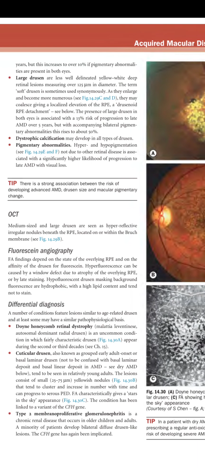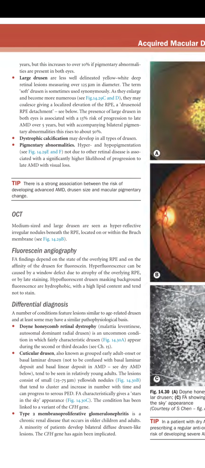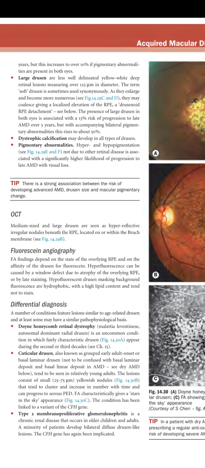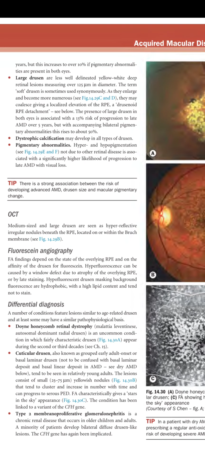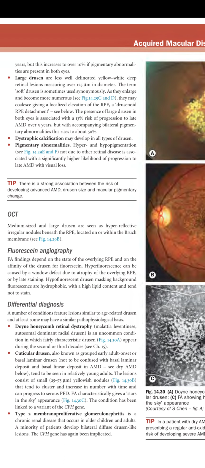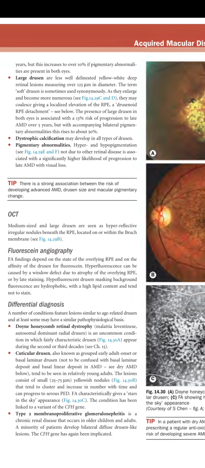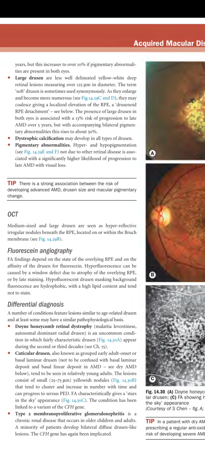Dystrophic calcification may develop in all types of drusens. Pigmentary abnormalities, hyper and hypopigmentation, not due to other retinal diseases, are associated with a significantly higher likelihood of progression to late AMD with visual loss. Tip: there is a strong association between the risk of developing advanced AMD, drusen size, and macular pigmentary changes. So, pigmentary abnormalities can be hyper and hypopigmentation.